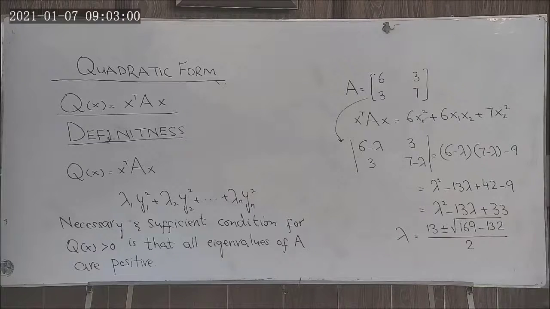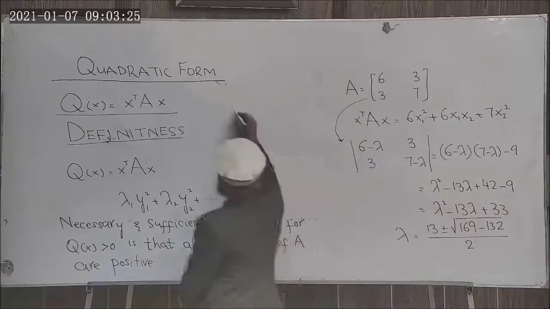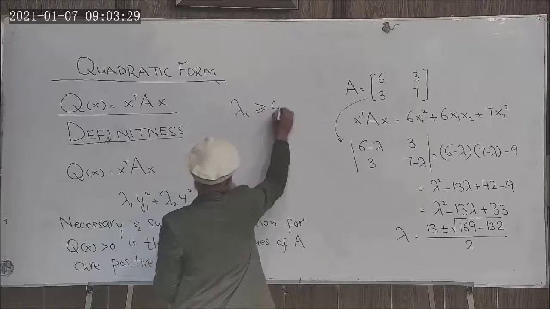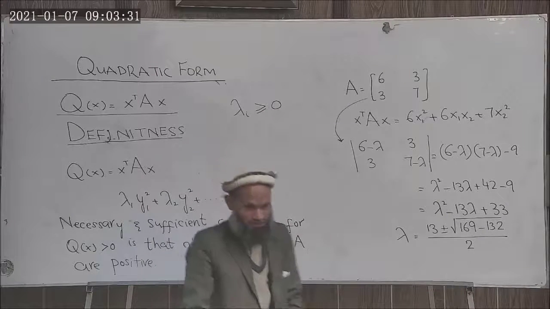Here we can find the eigenvalues of matrix A. If all eigenvalues are positive, then this function will be positive definite. If all eigenvalues are negative, then this function is negative definite. And if the eigenvalues lambda i are greater than or equal to 0, then what is the situation?